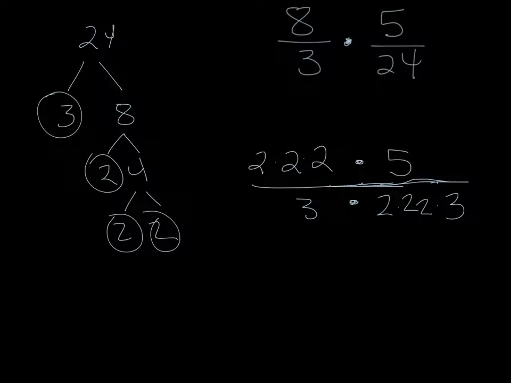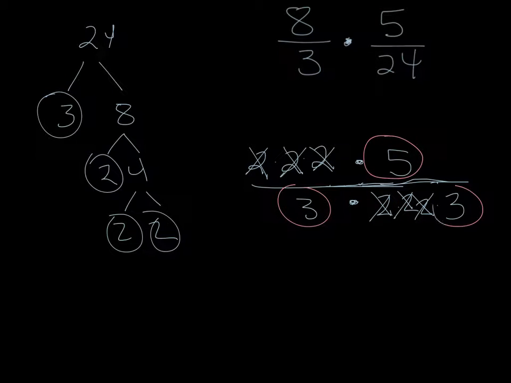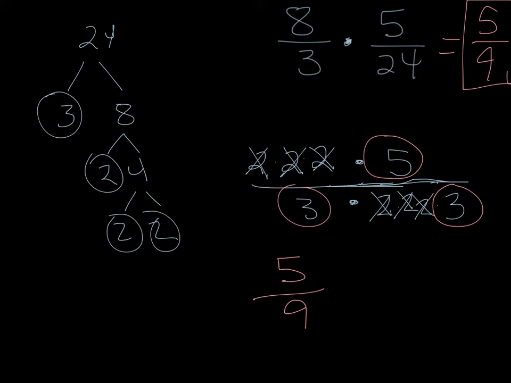And now anything that's repeated on top and bottom I can eliminate. So I have a 2 and a 2, a 2 and a 2, a 2 and a 2, and that's it. So what I have left on the top is a 5, and on the bottom I have a 3 times 3. So my answer is 5, and then 3 times 3 is 9. So the answer to this guy in its reduced form is 5/9.